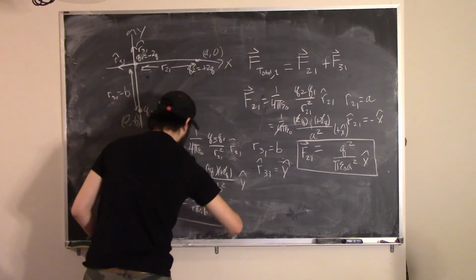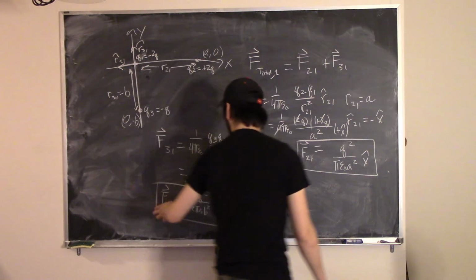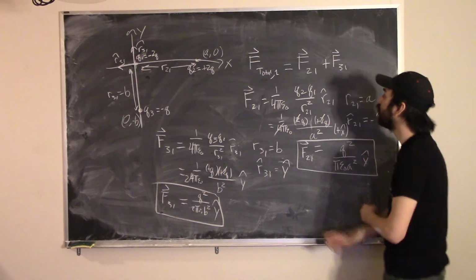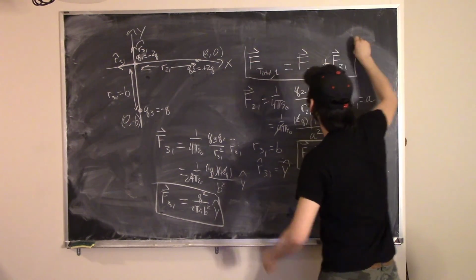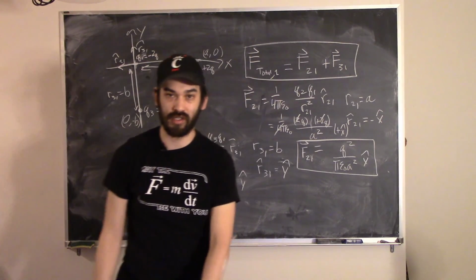And that's it. So we have our F31, we have our F21, and we know that to find the total force, we just add those together.